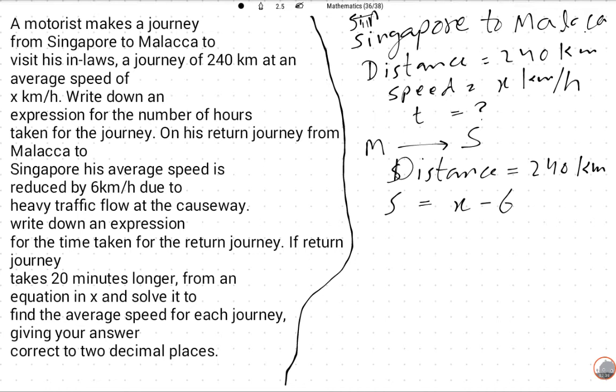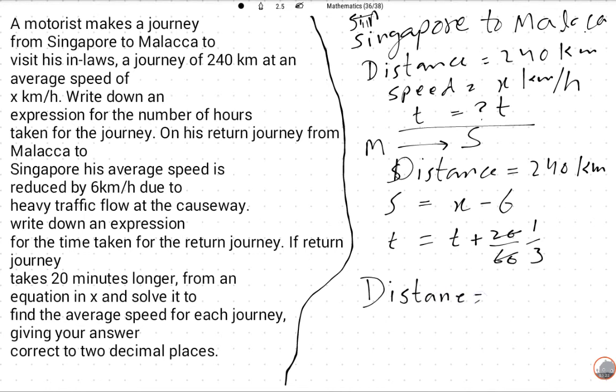Write down the expression for the time taken for the return journey. If the return journey takes t minutes, then it will be t plus longer, plus 20 minutes, which means 20 upon 60, so 1 upon 3. Okay, so recall your previous knowledge, and I have only the formula in my mind and nothing else.